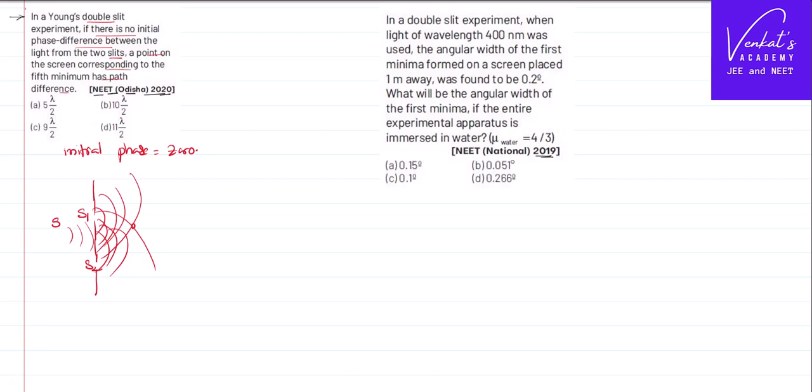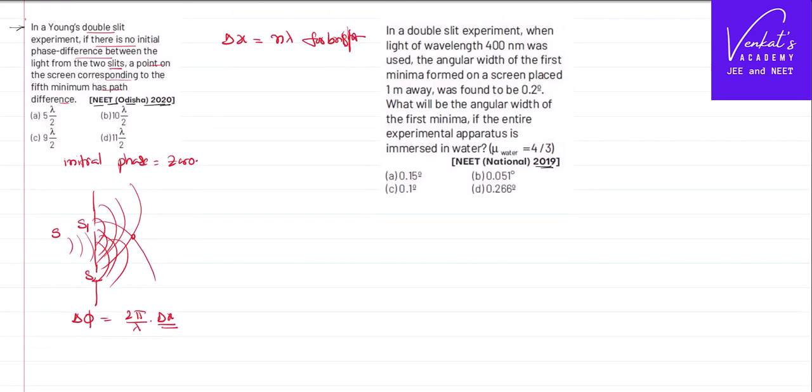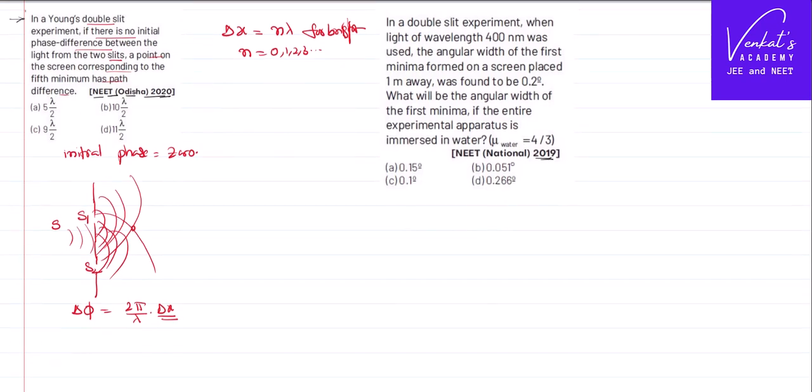So for the bright or dark, there is a phase difference between them, delta phi. It is related with the path difference as delta x. Path difference is the difference along the path in two waves. The delta x is n lambda for bright spot, isn't it? Where n starts from 0, 1, 2, 3. That means for a path difference of 0, lambda, 2 lambda and so on.